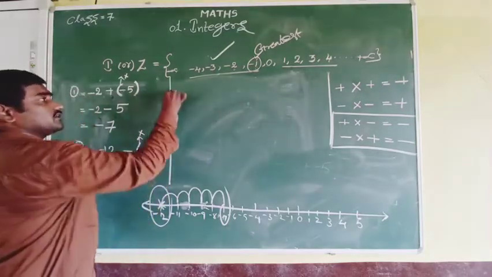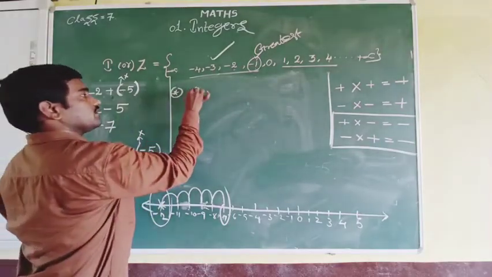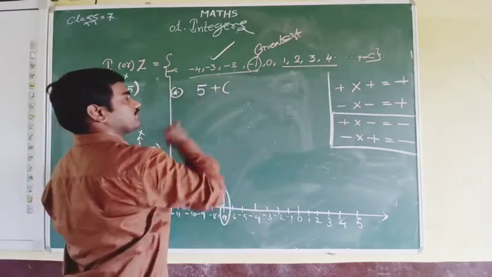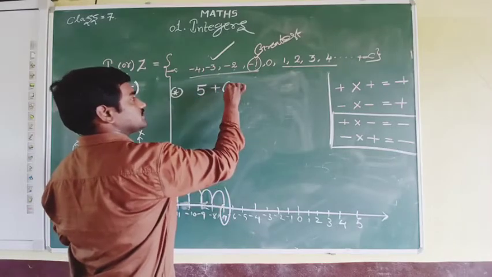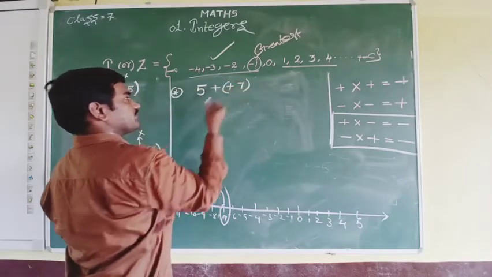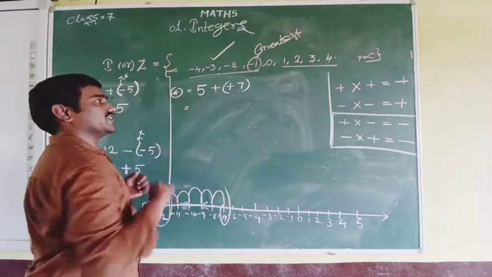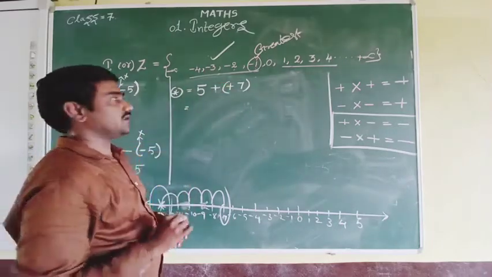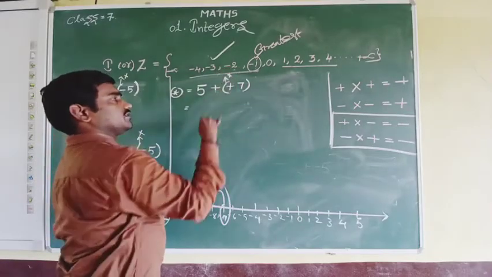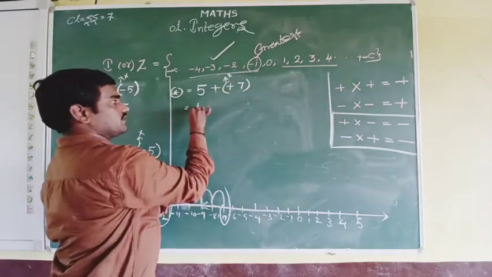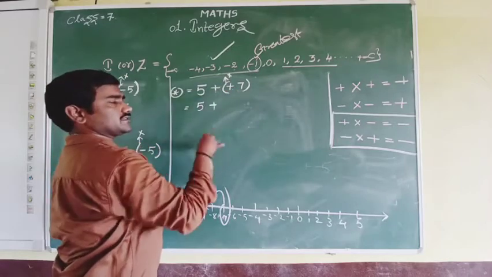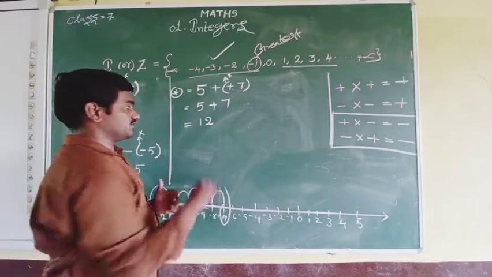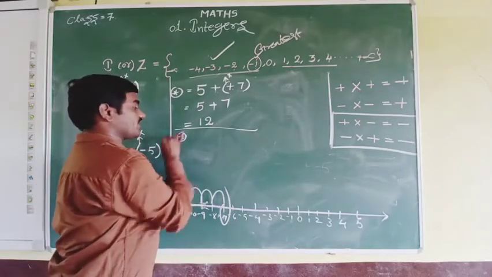So let's take one more here. 5 plus or minus or plus 7. Here also you should not confuse it. Both the signs are placed. This bracket will tell us multiplication. Let us see the ones. Look at that. 5 plus into plus is plus 7. 5 plus 7 is 12. Simple.